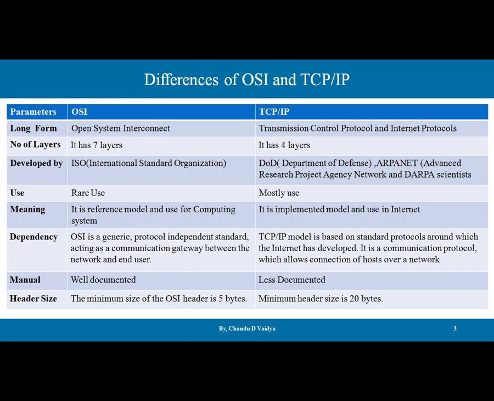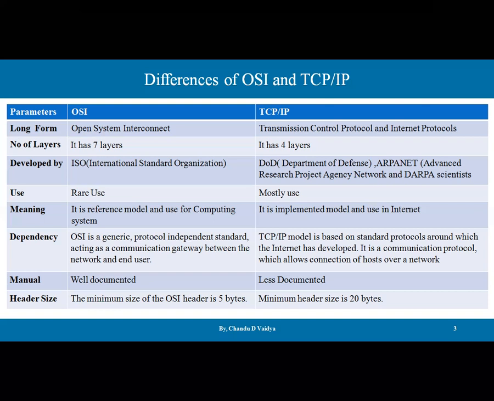The next parameter is who developed these models. The OSI model was developed by ISO, the International Organization for Standardization, whereas TCP/IP was jointly developed by the DoD, the Department of Defense, ARPANET, and DARPA scientists. Then the next difference is use. The OSI model is rare in use because it is not implemented, but TCP/IP is mostly used nowadays on the internet. This means OSI is a reference model used for standalone computing systems, but TCP/IP is an implemented model used on the internet nowadays.